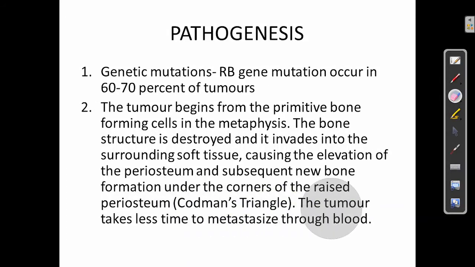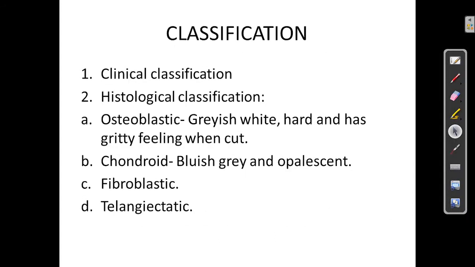Then the tumor takes less time to metastasize through blood, and it mainly metastasizes through blood to reach the lungs to cause pulmonary complications.